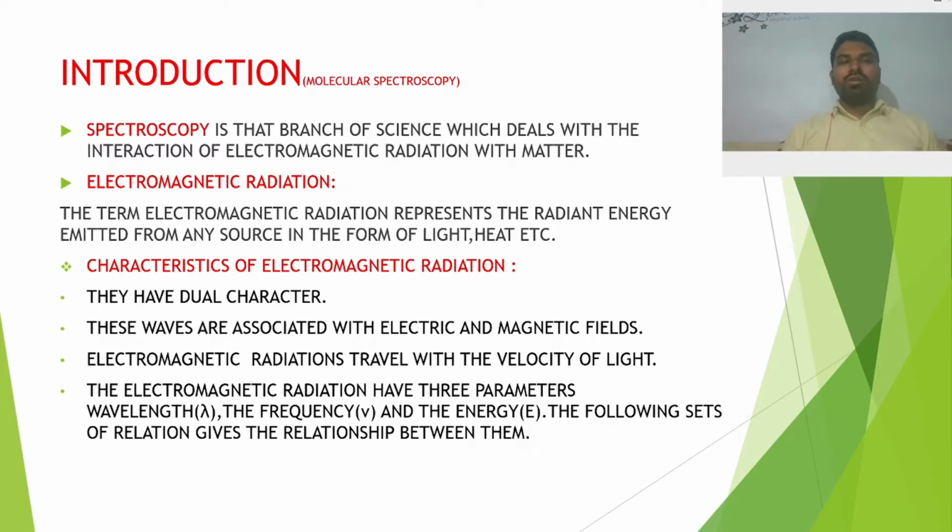Now, what are electromagnetic radiations? The term electromagnetic radiations represents the radiant energy emitted from any source in the form of light, heat, etc. What are the characteristics of electromagnetic radiations? They have dual character. Second, these waves are associated with electric and magnetic fields. Third, electromagnetic radiations travel with the velocity of light, which is 3 into 10 raised to 8 meter per second.